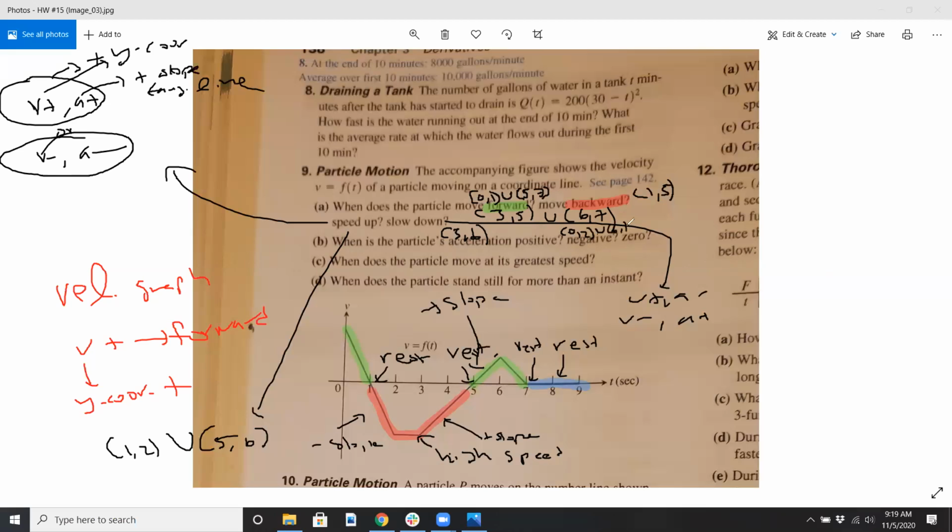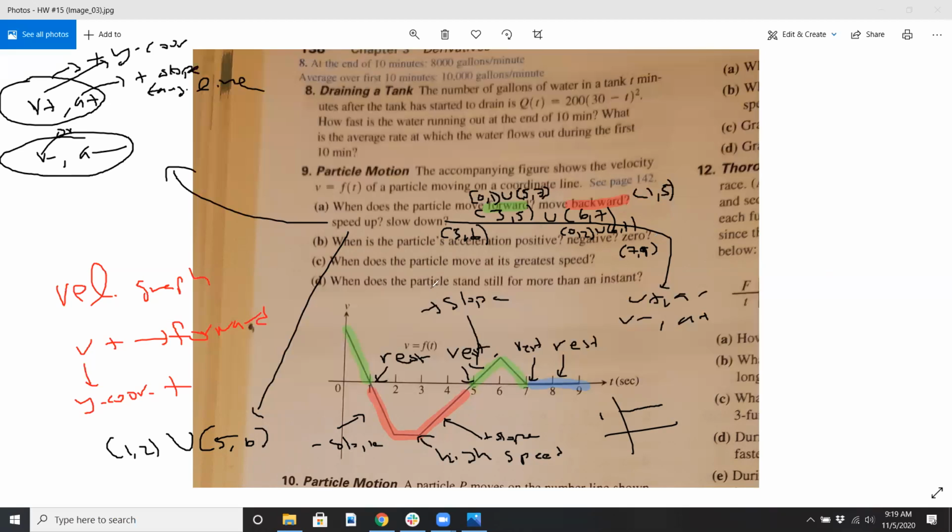And we have no acceleration from 7 to 9 because we're not even moving at all. There's no change in the velocity whatsoever. Now, if you had a flat velocity, like say it just stayed consistent at 1 meter per second, you'd also have a zero acceleration there too.